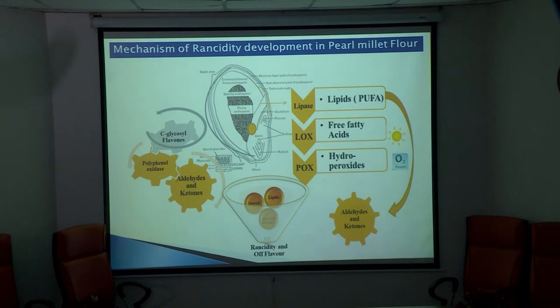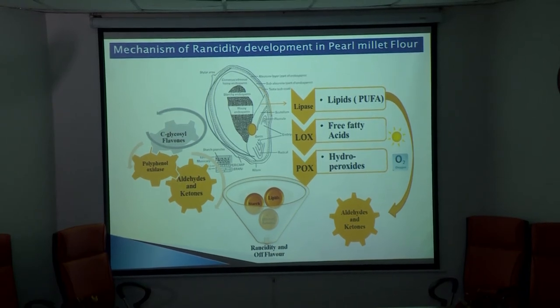Before going into detail, one should first know the mechanism, what biochemical reactions take place which make this flour rancid. So this is the pearl millet grain. Its outer layer is called the aleurone layer. This aleurone layer has the enzyme lipase, and in the germ of the grain there is lipid. When the grain is intact, you can store it for a year and it will not get rancid.